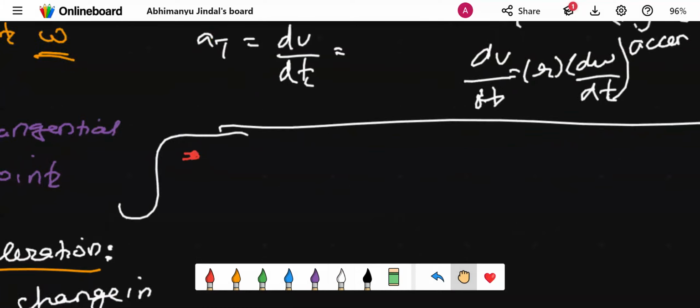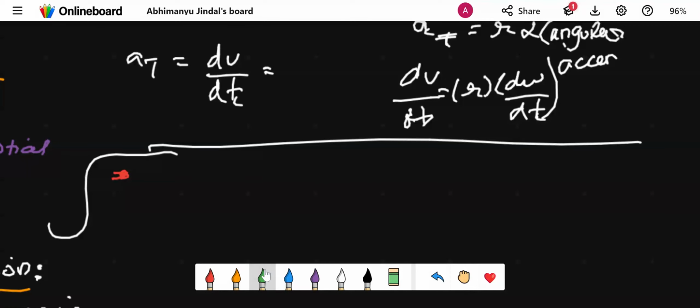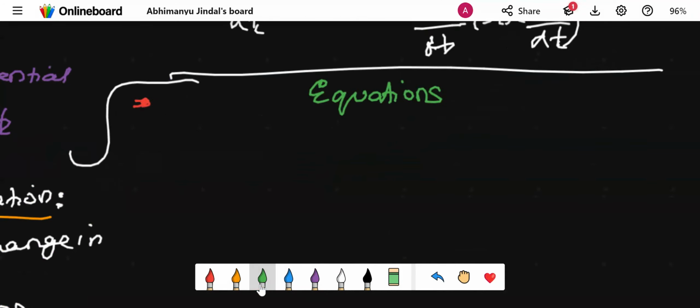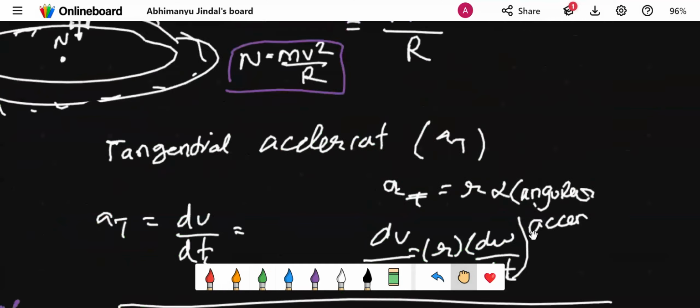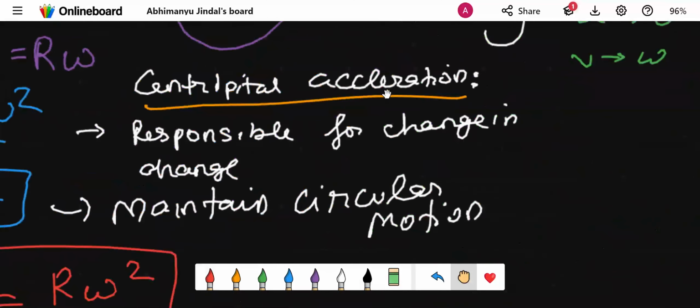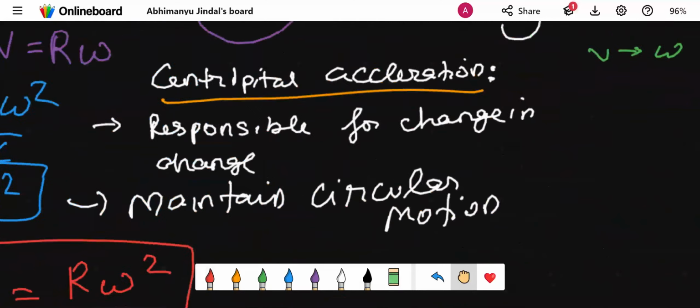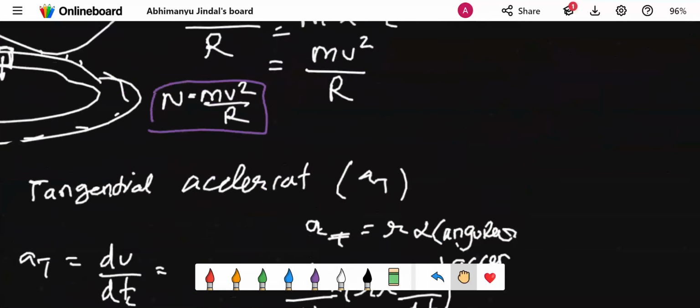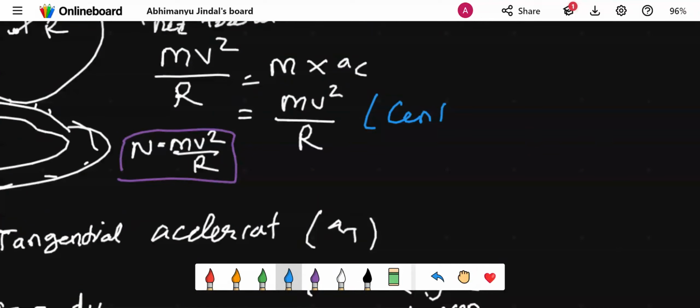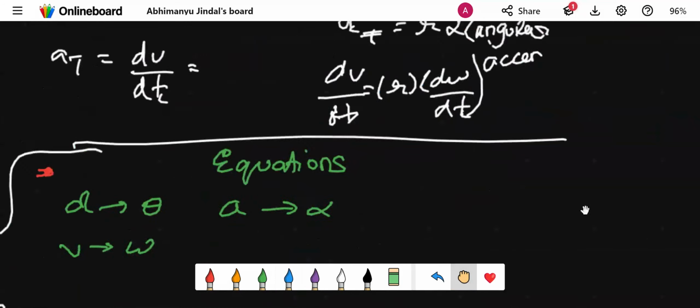Now let's move on to equations of circular motion, kinematics. So the first thing I just told you: displacement is theta, velocity is omega, acceleration is alpha. And remember this, net force towards the center is the centripetal force. Yeah, this net force right here is also known as the centripetal force, the net force towards the center when an object is going in circular motion.